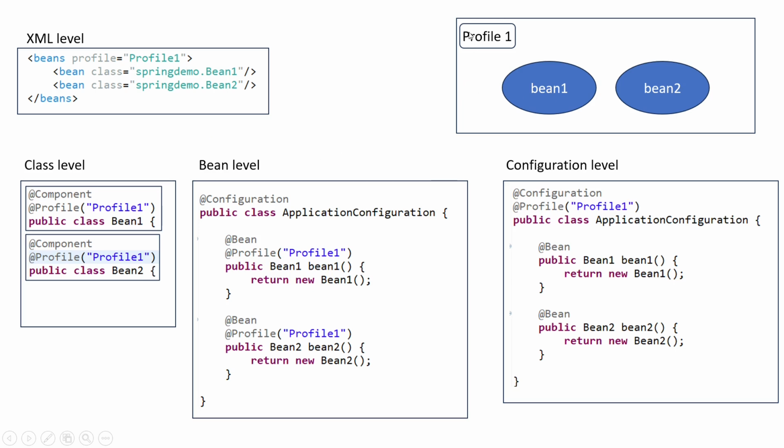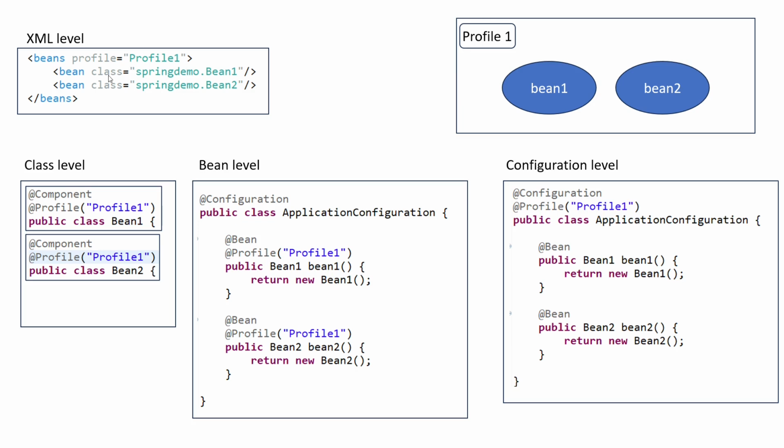Okay. Here if you see this diagram, this is profile 1. That means bean 1, bean 2 are associated with profile 1. How to configure it? Let's say I want to configure these 2 beans for profile 1. Normally, if you use the XML configuration, we will have a beans tag, and we have an attribute called profile associated with the beans tag. Here we need to use the profile attribute. So here we can mention profile 1. Whatever beans you define within this tag, all will be associated with profile 1.